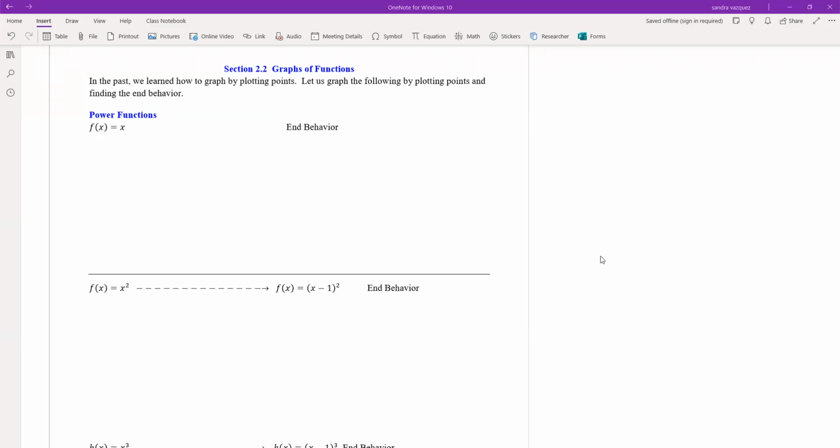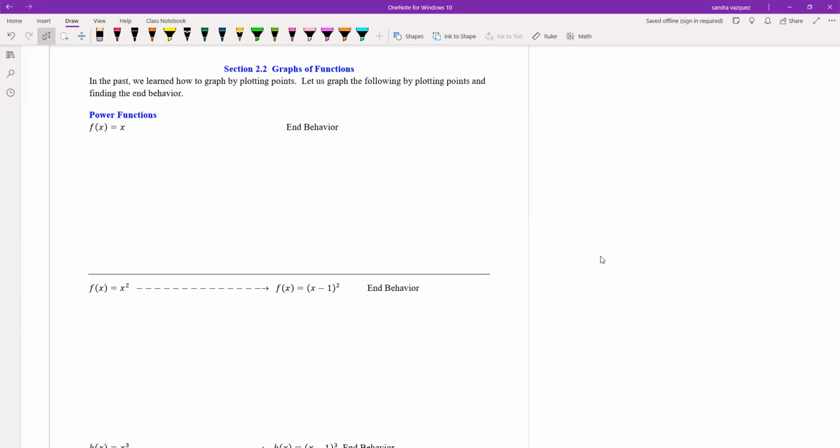Hello, welcome. Today we're going to be talking about section 2.2, which is graphs of functions. In the past, we learned how to graph by plotting points. Let us graph the following by plotting points and finding the end behavior. This thing about the end behavior is something that we always discuss in calculus because we want to know what happens at the end points of the curve. Okay, we want to know where it's going.